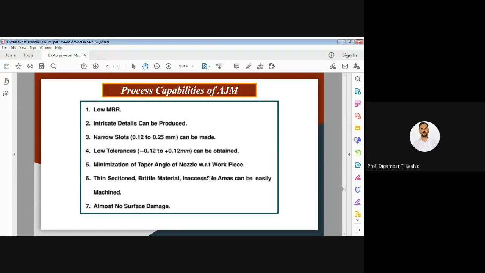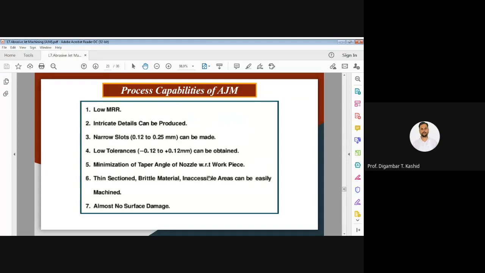So what is process capability? Which process is able to give its better performance under what condition, and what are its limitations on all the things. That point will be covered through this. Process capability.